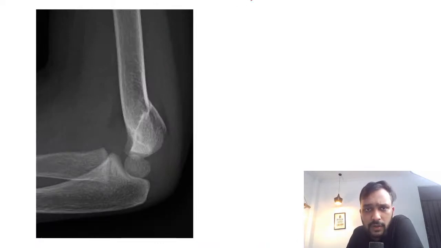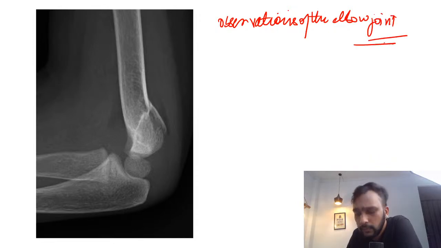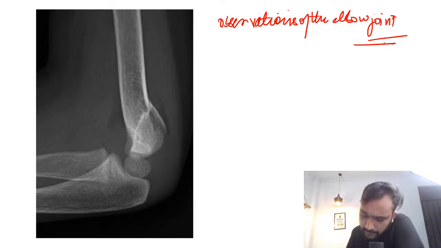Okay, so guys, moving on to the next x-ray, what are your observations of this x-ray of the elbow joint? Anyone? Observations for this x-ray of the elbow joint, what are you seeing here? Anyone who can tell me your observations for this x-ray of the elbow joint?